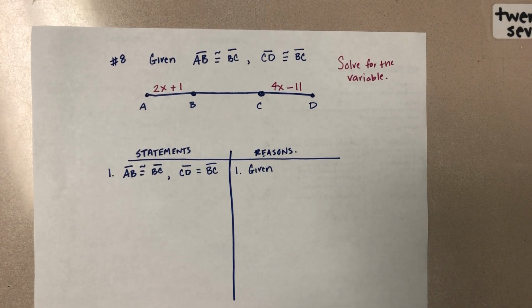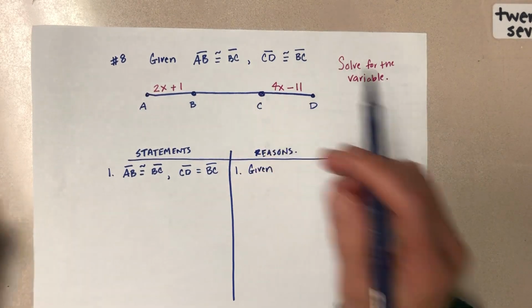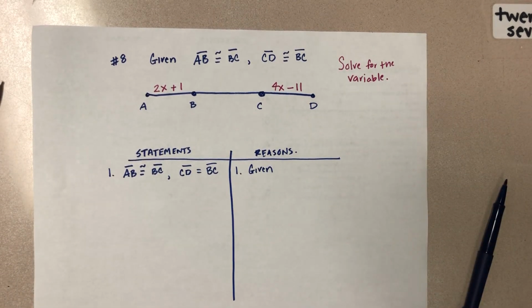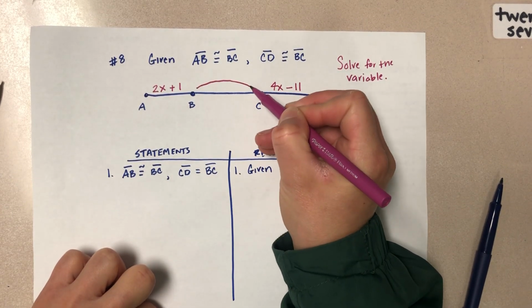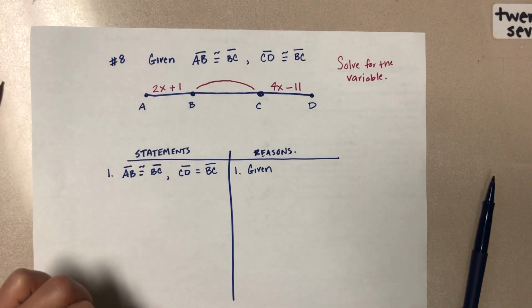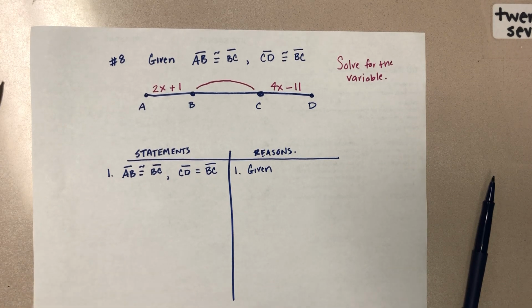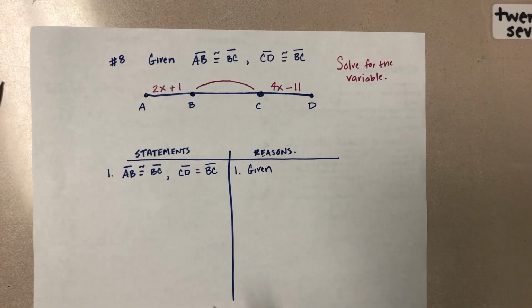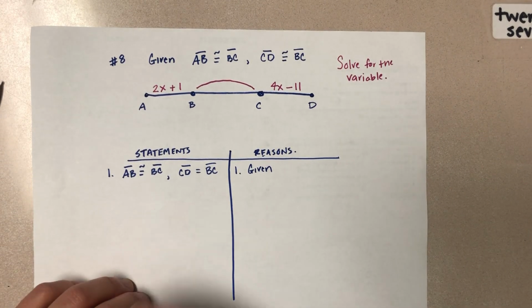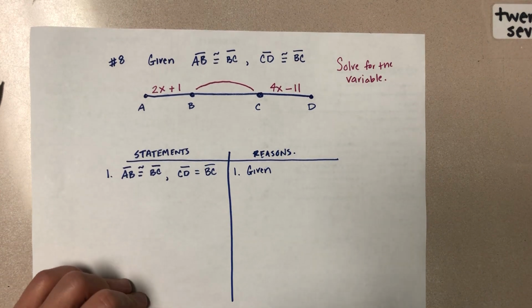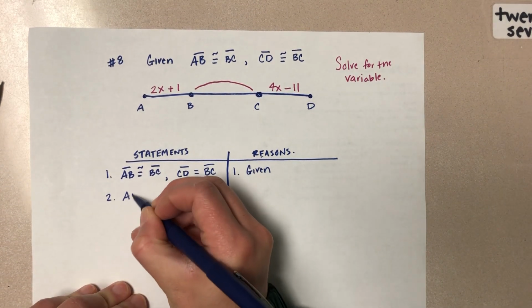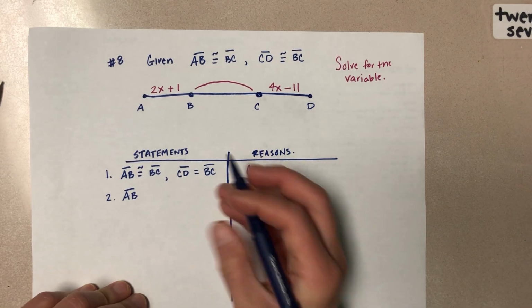So our first step is going to be using this little piece of information that's missing. So we know what this length is and we know what this length is, but how are we going to relate both of those to this middle length, BC? Okay, so that's what we want to figure out. Well, if we know that AB is congruent to BC and BC is congruent to CD, then we can deduce that AB is congruent to CD.